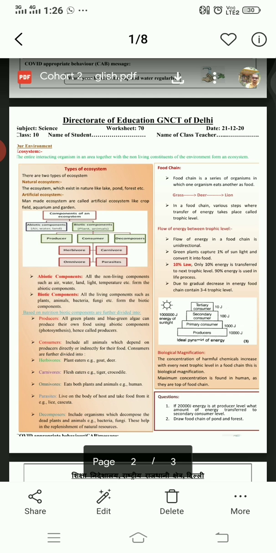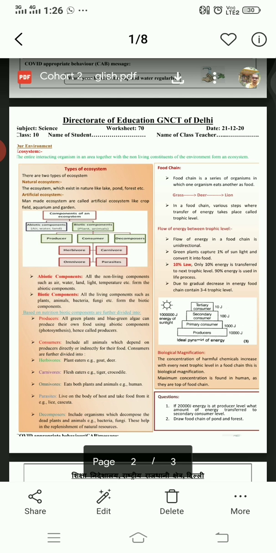The green plants which perform photosynthesis and prepare their own food, they just capture 1% of the total solar light which is radiating on Earth's surface. So they are using just 1% of sunlight. Now when these photosynthetic plants are eaten by herbivorous organisms, only 10% of the energy which is fixed by the plants is transferred to the higher trophic level, to herbivores.